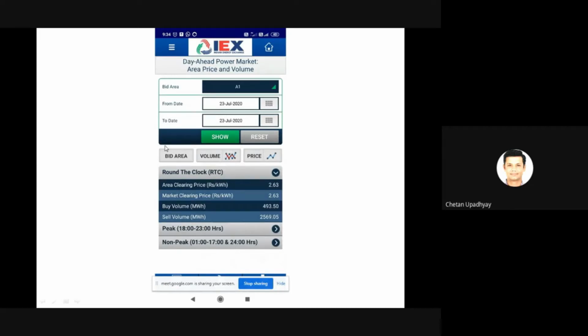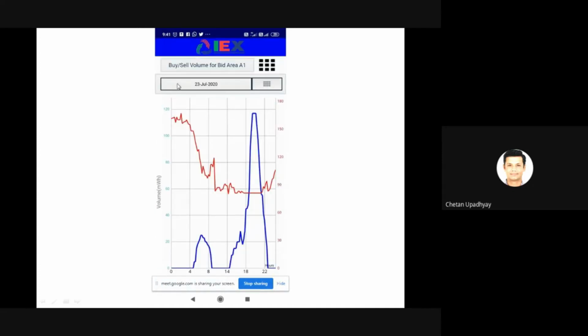So this app gives you an idea about area price and the volume price. So this is the buy and sell volume of area A1. This is volume, and with respect to time, you can see the peak hours separately shown. Fine. So here you have the load estimation as well as generation estimation in terms of buying and selling.